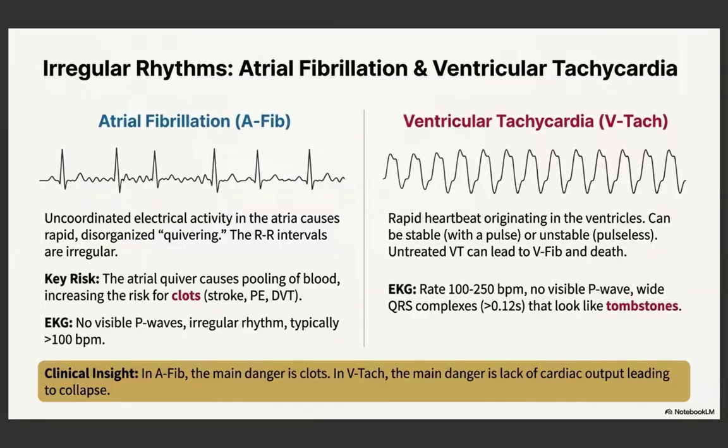So AFib versus VTach. Just remember that AFib is kind of a fluttery mess. It's irregularly irregular, like we talked about in the previous one. It's disorganized, your atria are quivering, and that quivering can increase your risk for clots. So they may have stroke symptoms, PE symptoms, or even a DVT. VTach is also kind of a mess, but it can actually happen in someone who is pulseless. And just remember, it's like tombstones, which means that it's very fast and very dangerous. So it can actually lead to death.